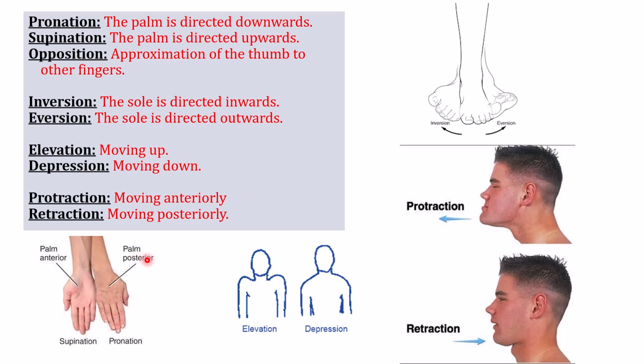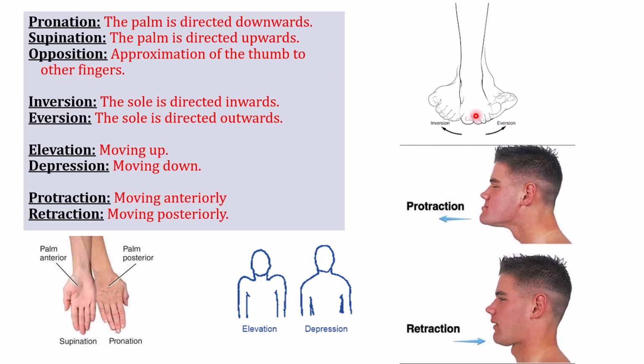Okay. Then opposition. Opposition means, I will show in another diagram, when we approximate this thumb, for example, towards some finger, maybe toward the index finger or the middle finger or the ring finger, that will be called as opposition of the thumb. It is related with the thumb, that is approximation of thumb to other fingers. Okay, this is the pronation and supination and opposition.